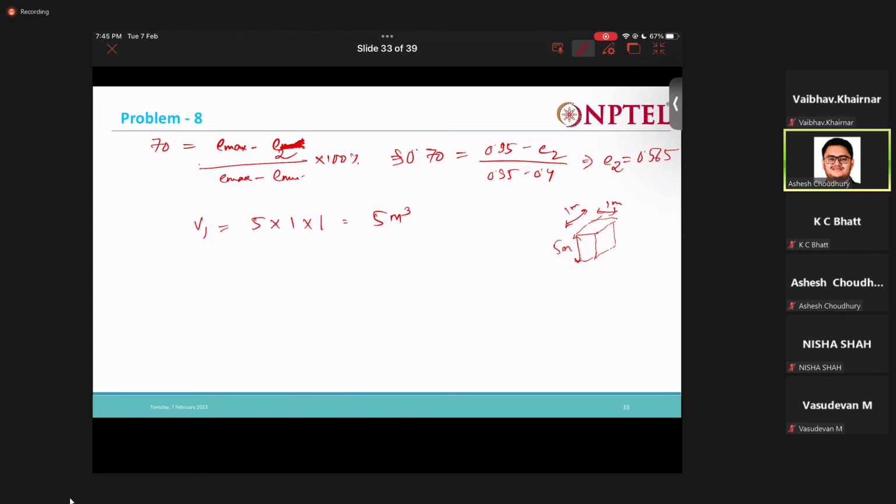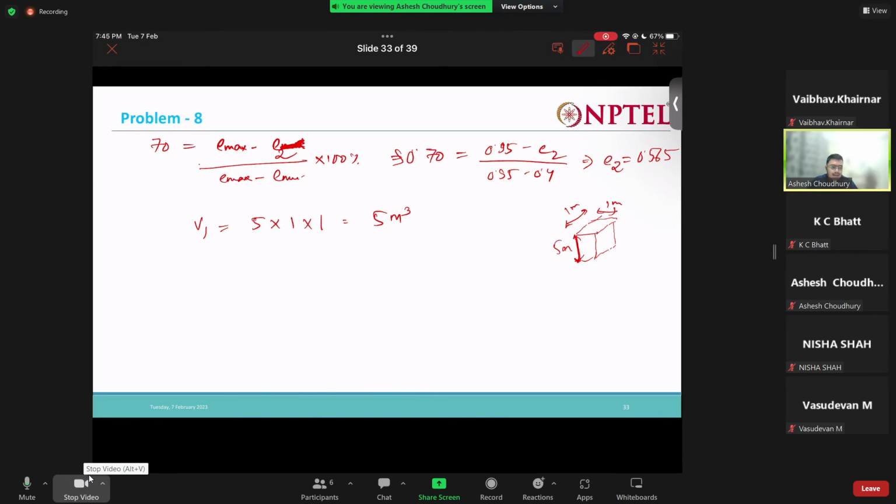So this is an assumption. The height is fixed, but the other two dimensions we are just assuming to be 1 meter each. So you will get this as 5 meter cube.